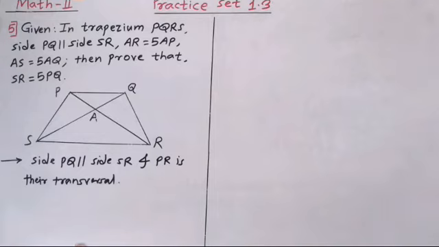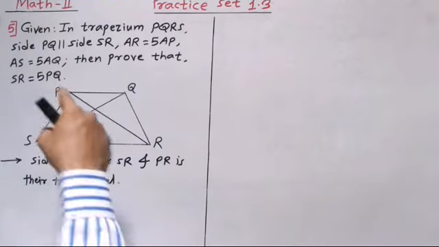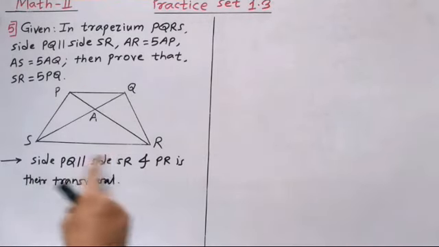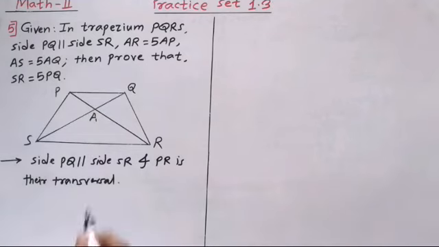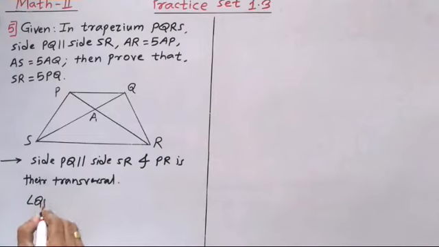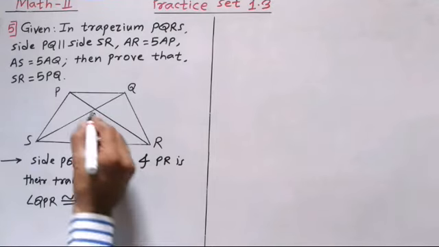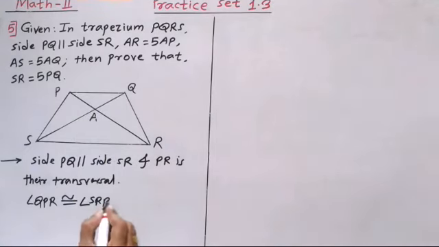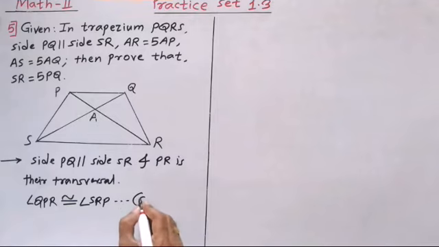So first, PQ is parallel to side SR and PR is a transversal of these two parallel lines. So we can take these two angles, angle QPR congruent to angle SRP. Now the reason is alternate angles. Alternate angles are always congruent. That's why we have taken these two angles congruent.